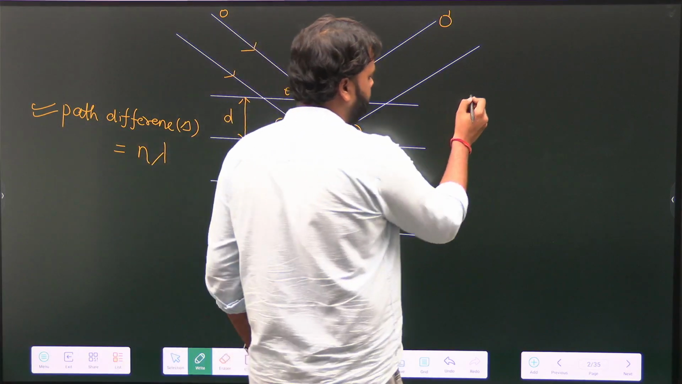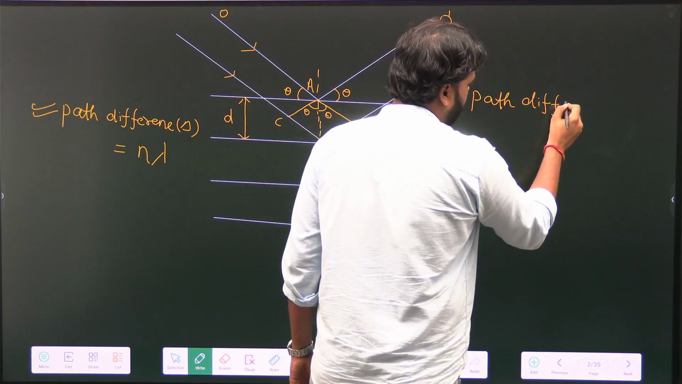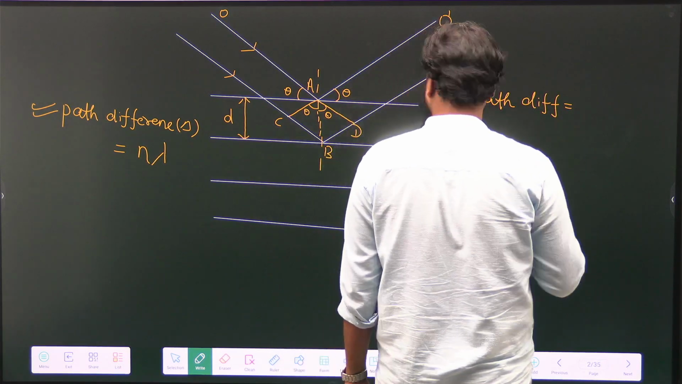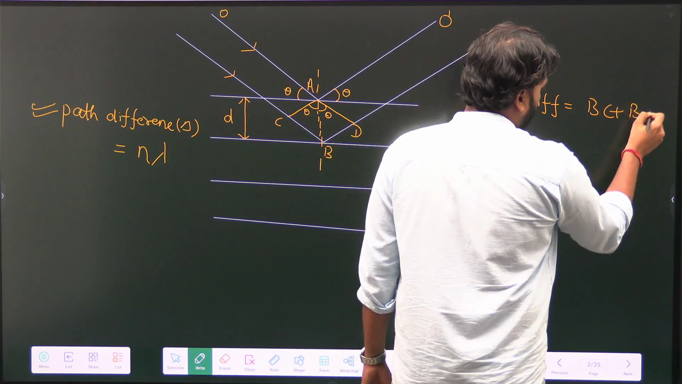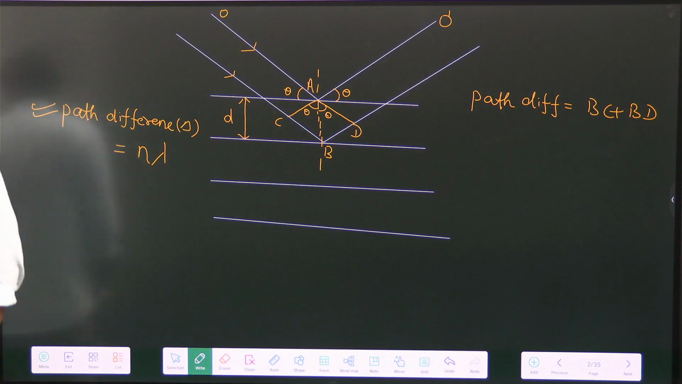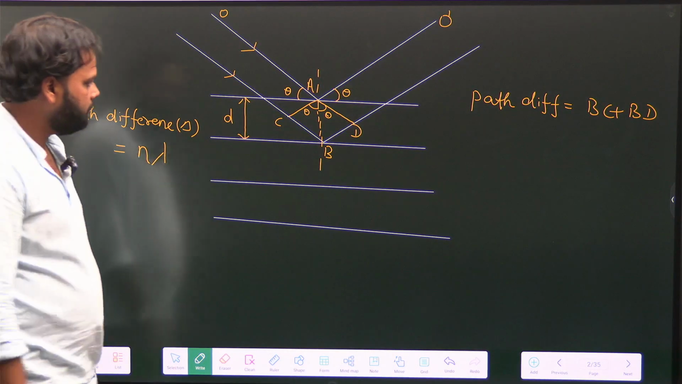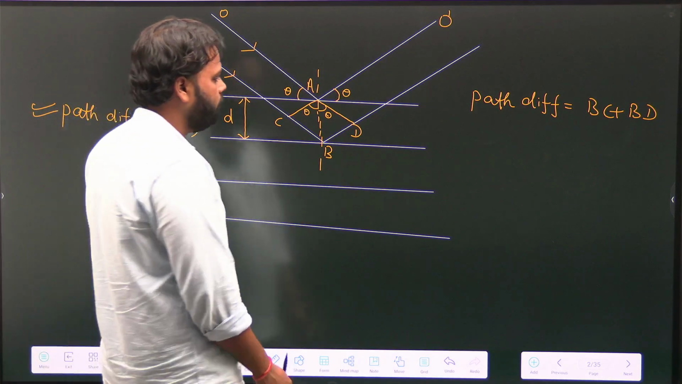So the path difference will be BC plus BD. Now, can anyone tell what will be the value of BC and BD? What will be the value of BC and BD?